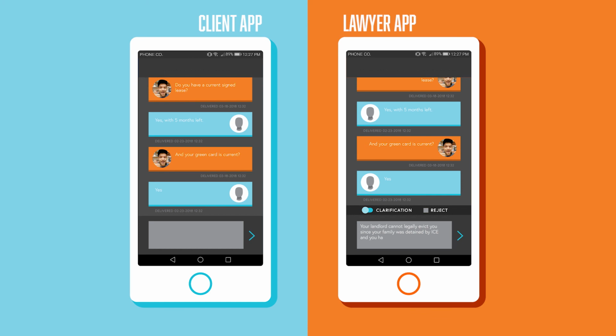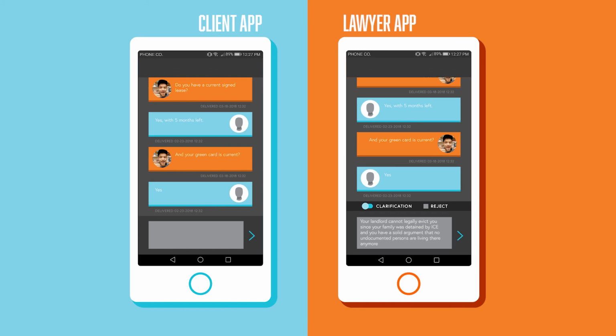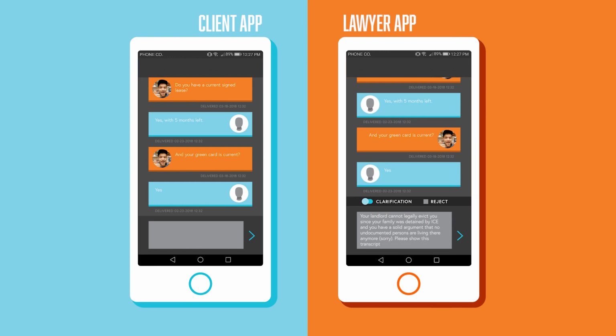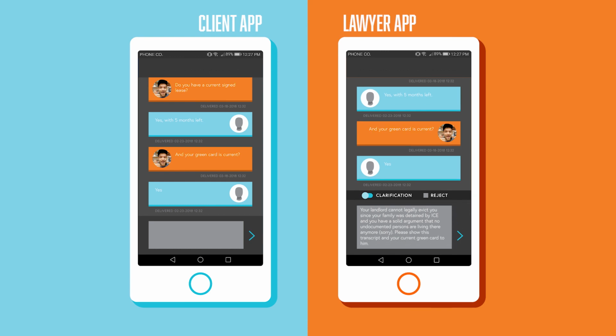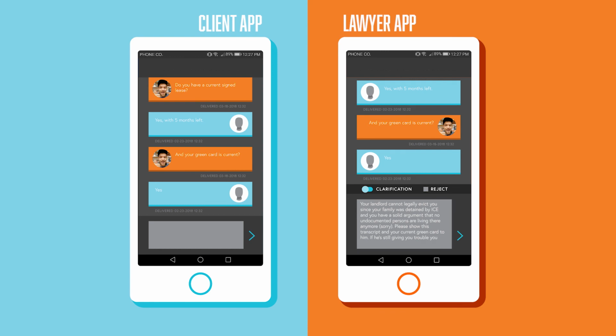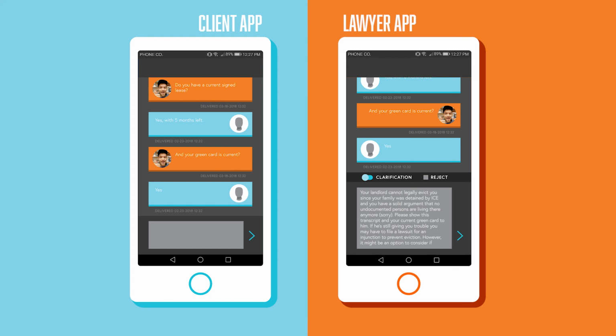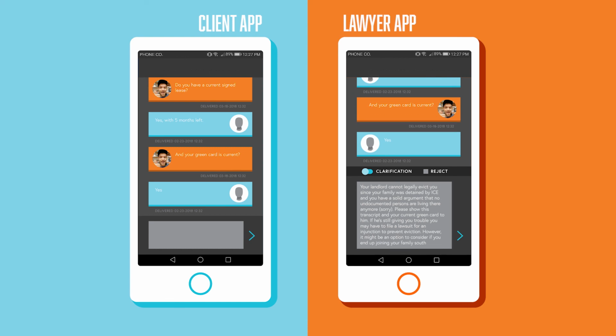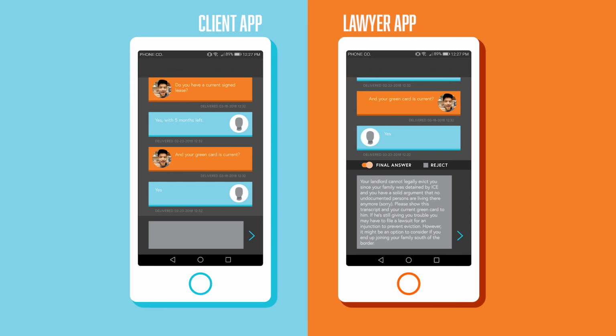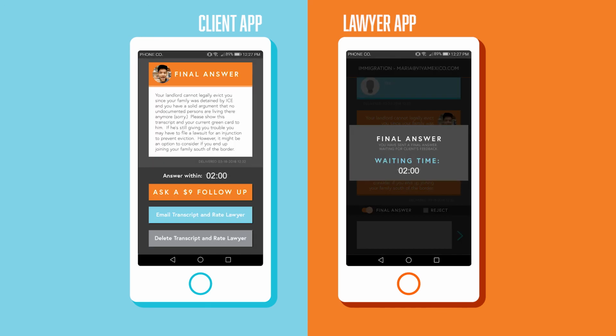"Your landlord cannot legally evict you since your family was detained by ICE and you have a solid argument that no undocumented persons are living there anymore. Sorry. Please show this transcript and your current green card to him. If he's still giving you trouble, you may have to file a lawsuit for an injunction to prevent eviction. However, it might be an option to consider if you end up joining your family south of the border."